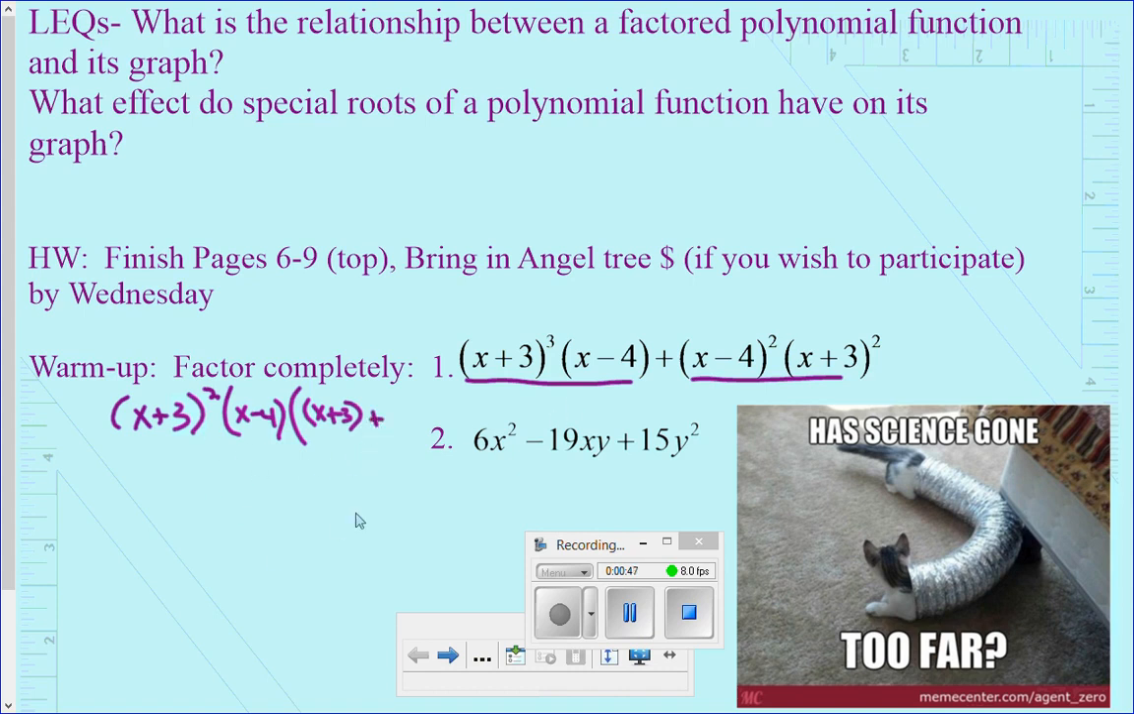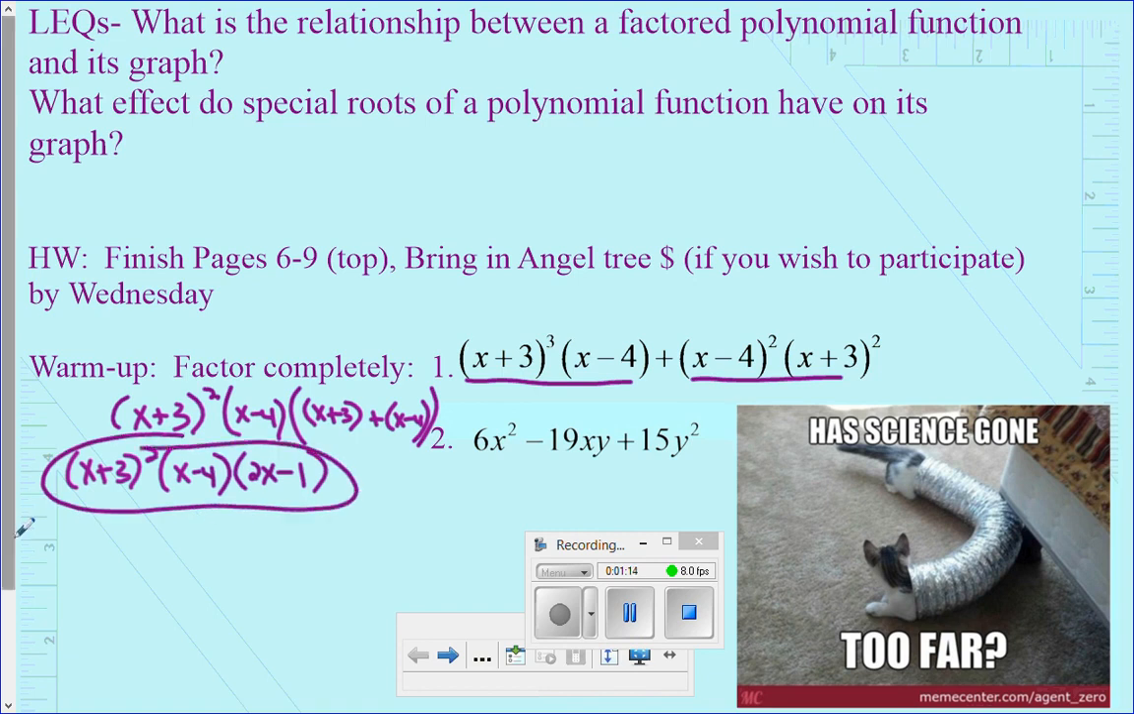So I'm ready for the plus sign and moving on to the second term. So x plus 3 squared I already have, and x minus 4 I need to be squared. So that ends my parentheses. So I have x plus 3, the quantity squared, x minus 4, and then x plus x is 2x, and positive 3 and negative 4 is negative 1. So that is my final answer for number 1.